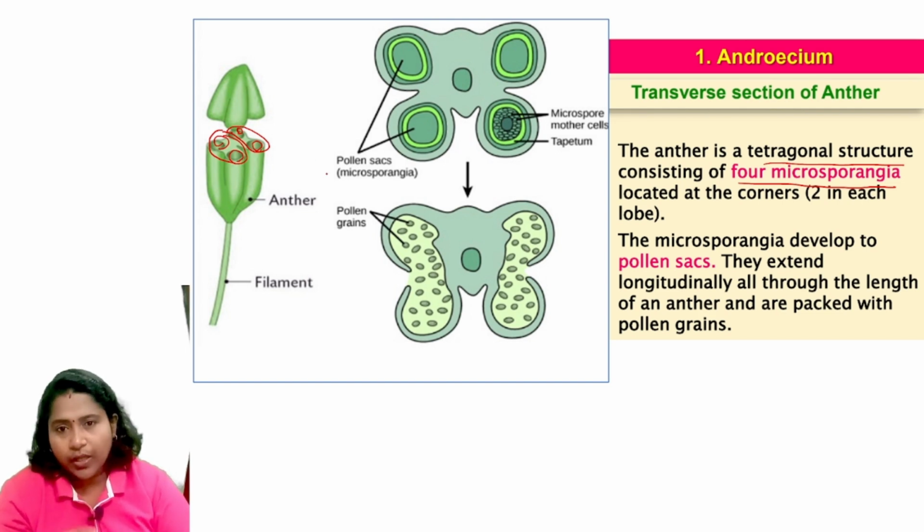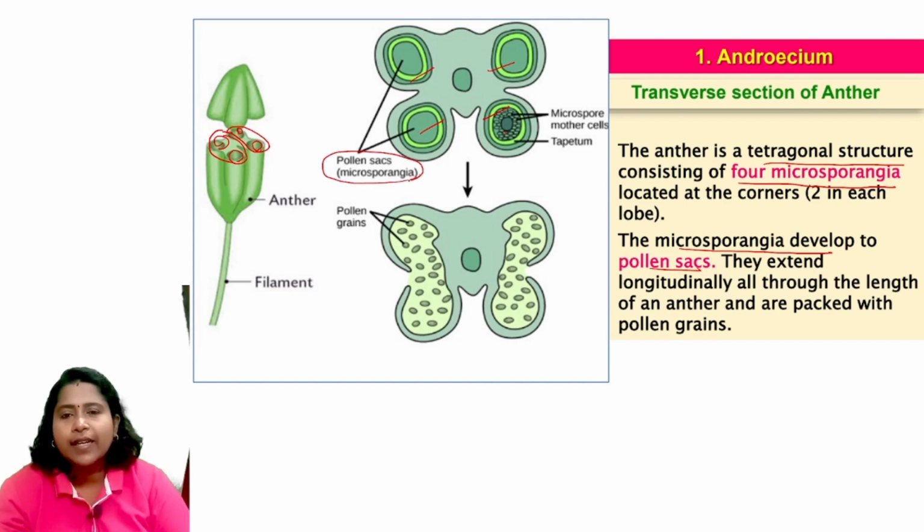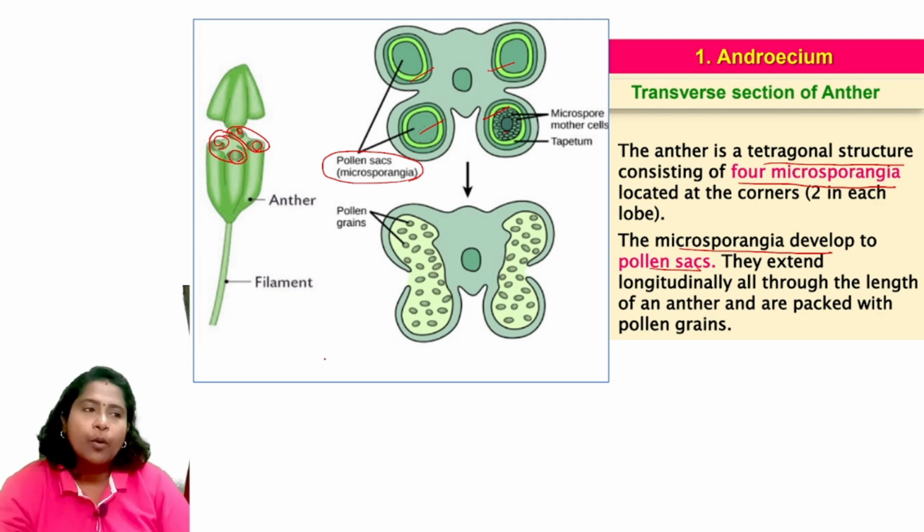4 theca, 2 theca in each lobe. Correct? And if you are taking a cross section, it is like that. So here is 1 lobe, this is another theca, 1, and this is another one. And they are having 4 microsporangia, and this is called what? Microsporangia. It is attached at the corners of the lobe. And each microsporangium develops into a pollen sac. It is actually developing into the pollen sac, which consists of a lot of pollen grains.